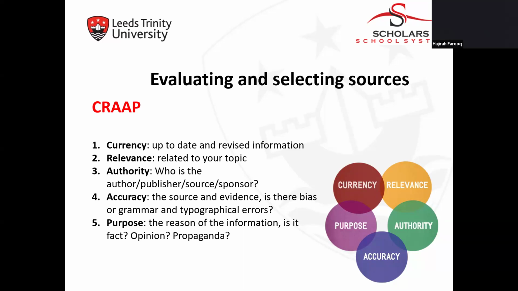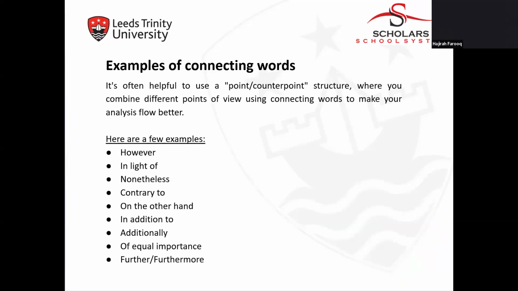We have to make sure about its accuracy as well, that there is no bias in it and no errors in it. It is accurate information. And lastly, the purpose or the reason of the information. Is it a fact or is it an opinion or is it propaganda? Only after confirming all of these five things are we able to use an information source in our academic writing or in our research papers.